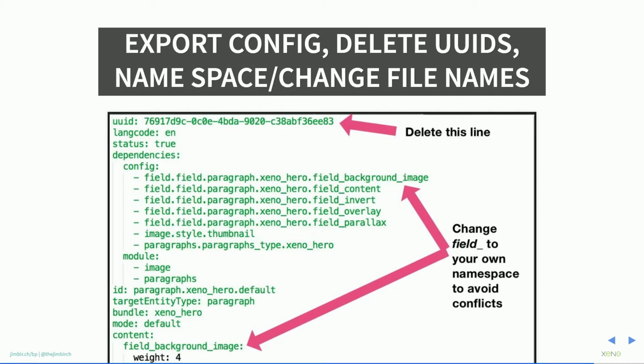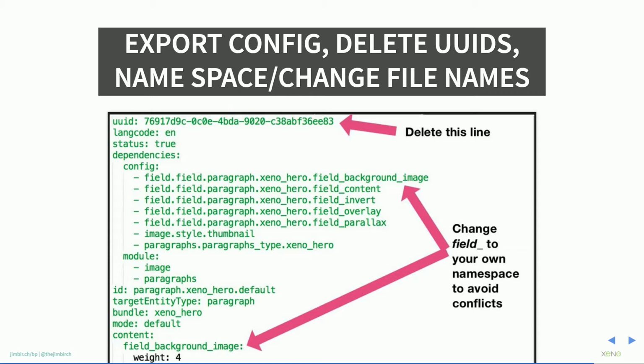So this is probably the scariest part of it. There's config files for the paragraph bundle, the field storage, the actual field, and then the display of the paragraph and the form of the paragraph. So there's 5 templates for each module. But what we do here is delete the UUID. First line goes.